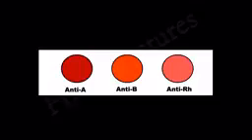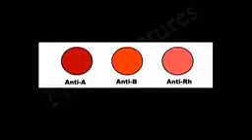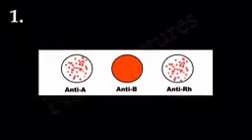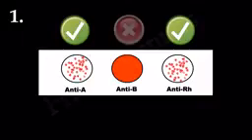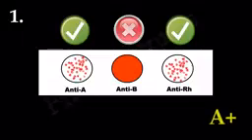Let's look at the possible observations and their interpretations. Here you can see agglutination in anti-A circle and anti-RH circle. This means antigens present on red blood cells are A antigen and RH antigen. No agglutination in anti-B circle. Therefore, B antigen is absent. So, blood group is A positive. Recall that plus sign indicates the presence of RH antigen.